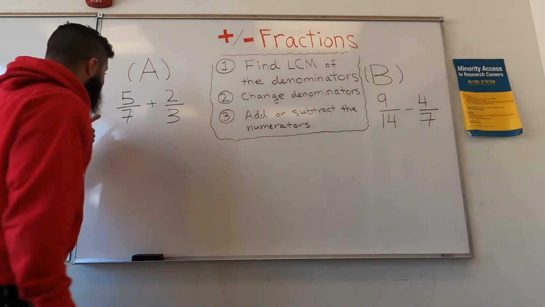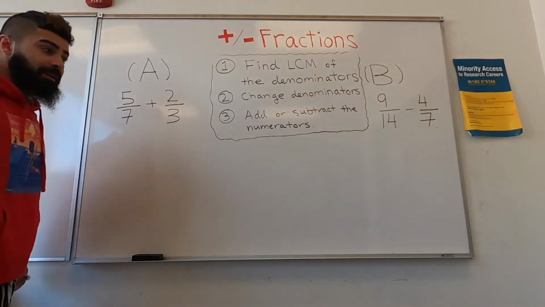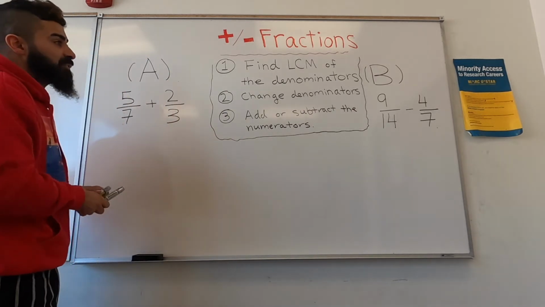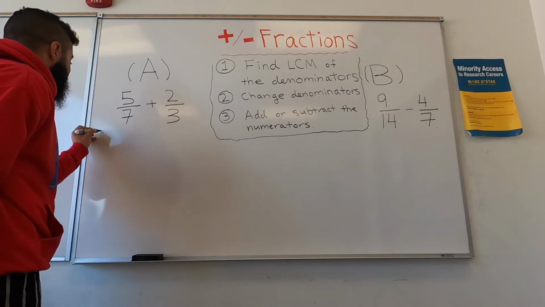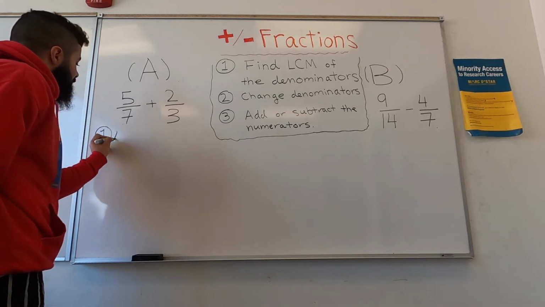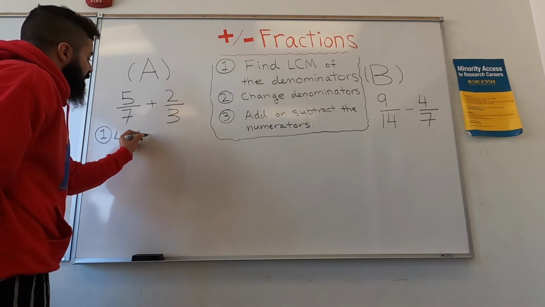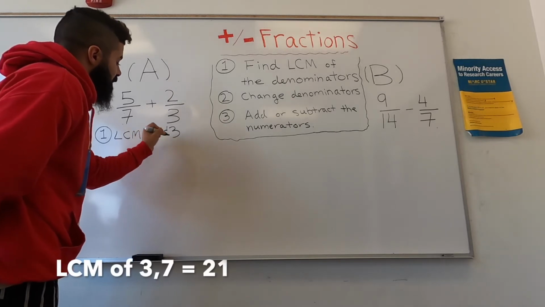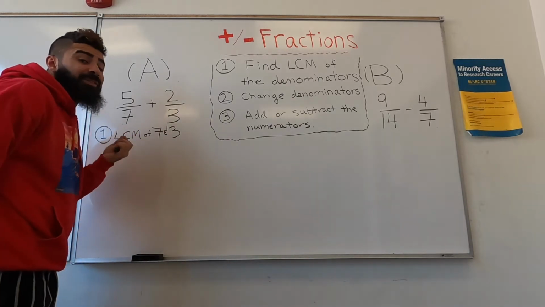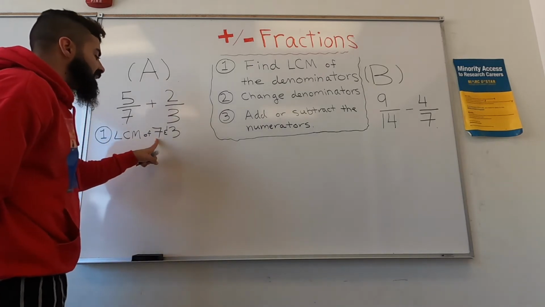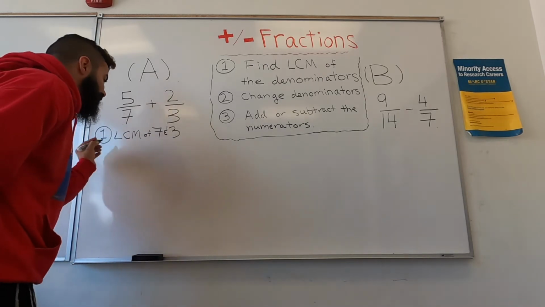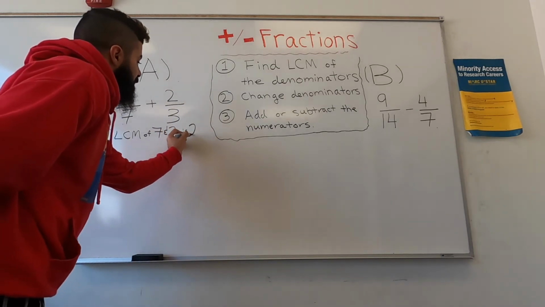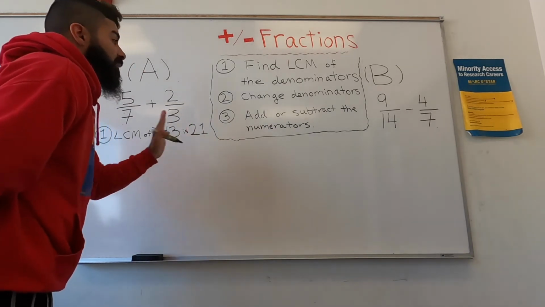All right. 5 over 7 plus 2 over 3. So the denominators are 7 and 3, and for step 1, we need to find the LCM. So the LCM of 7 and 3. So the smallest number that you can think of that 7 fits inside of and 3 also fits inside of. It actually happens to be their product, which is 21. Is 21. So step 1 done.